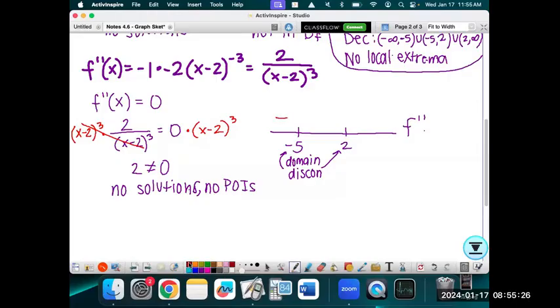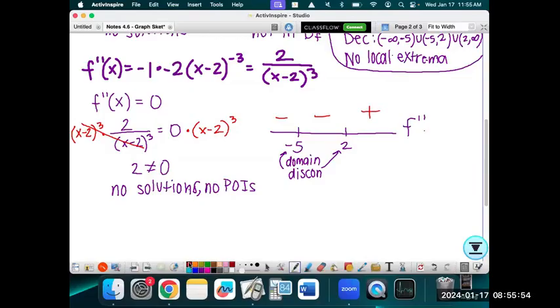0 would be a good number for my middle interval. 0 minus 2 is -2. -2 cubed is still going to end up being negative. So again, we have positive over negative. And then plugging in, let's say 3. 3 minus 2 in the denominator is 1. 1 cubed is still 1. So 2 over 1 is a positive value.